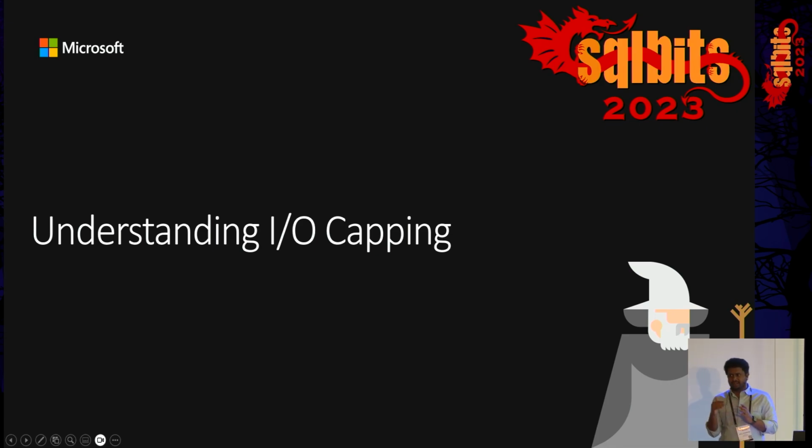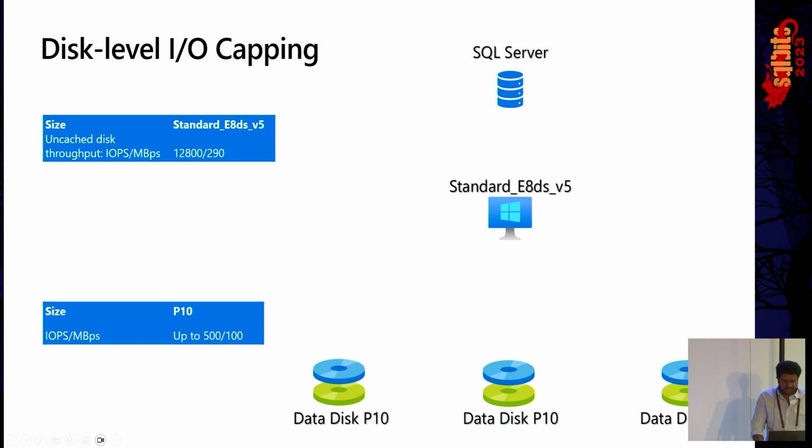Also, one more thing: Premium SSD essentially comes with host caching, whereas Premium SSD V2 doesn't come with host caching. Host caching is disabled in Premium SSD v2. Now, how does it actually work? Let's look at it.